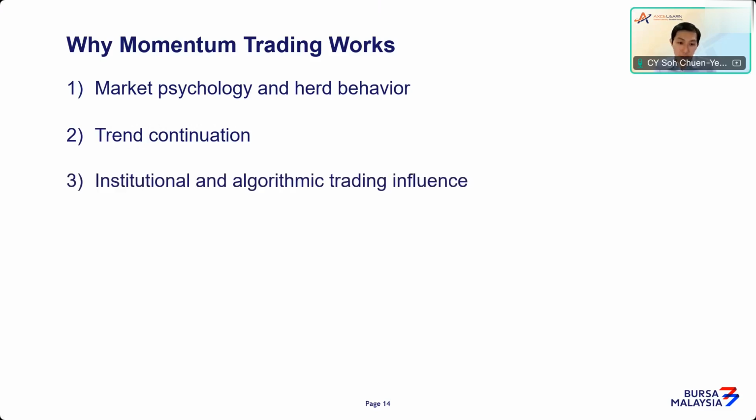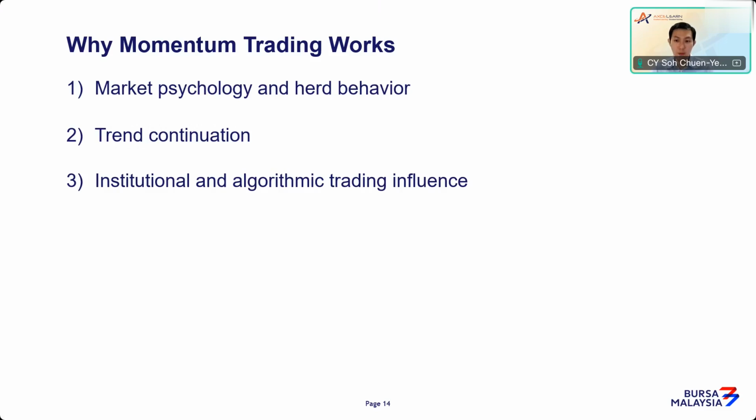Now, the third reason is institutional and also algorithmic trading influence. Now, of course, those large institutions, hedge funds, and even nowadays we have a lot of algo traders. Am I right? So they will be using quantitative models, or even those who are doing automated trading, they will be using quantitative models, and most of these quantitative models will actually be using some sort of momentum trading models.